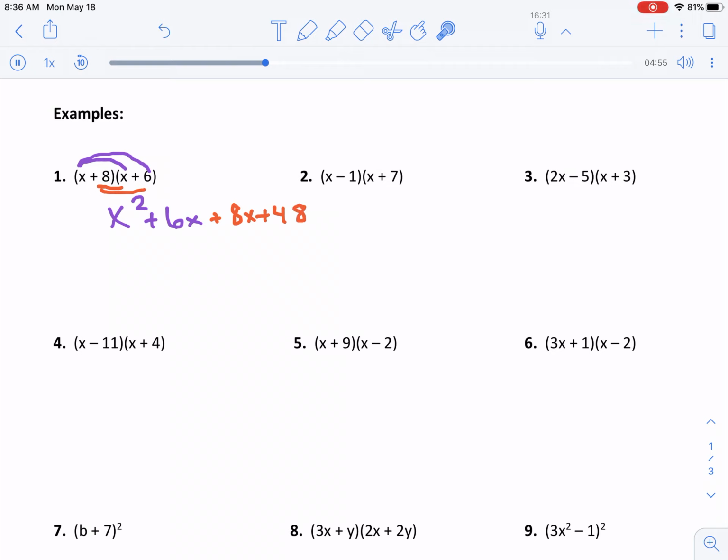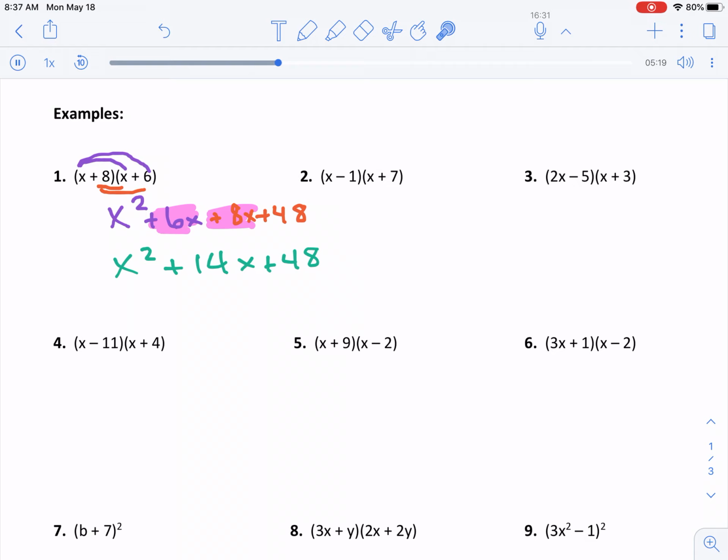And then what we notice is the like terms here in the middle, the 6x with the 8x. And so our final answer will come down as x squared plus, now 6 plus 8 is 14, so 14x, and then plus 48. And these are not like terms, x squared, x, and then there's no variable, so those are not like terms. Now you might say, okay, what if I want to use the box method?